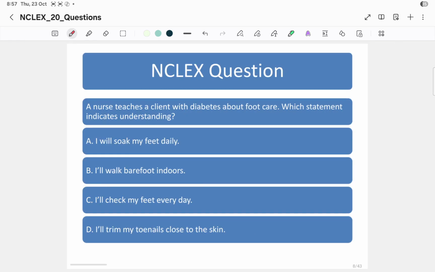Next question. A nurse teaches a client with diabetes about foot care. Which statement indicates understanding? A. I will soak my feet daily. B. I will walk barefoot indoors. C. I will check my feet every day. D. I will trim my toenails close to the skin.